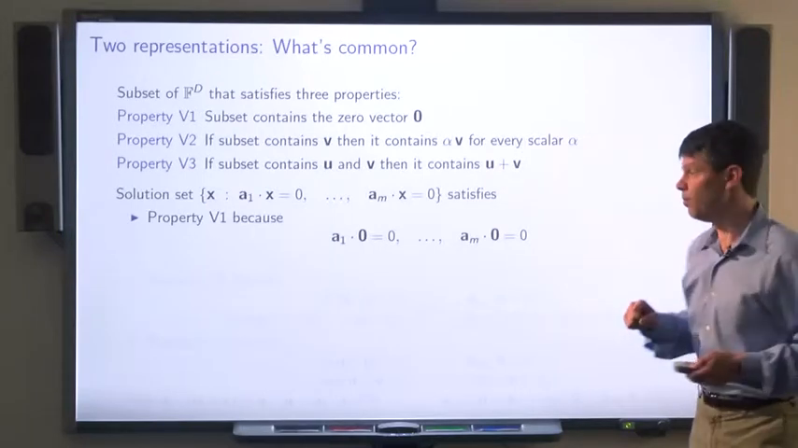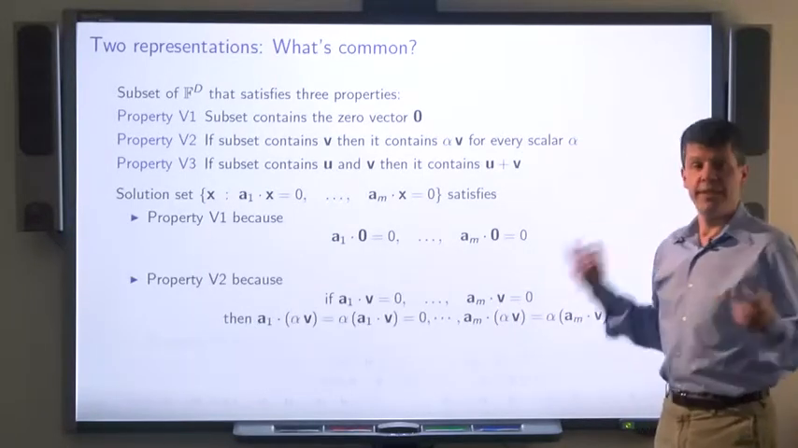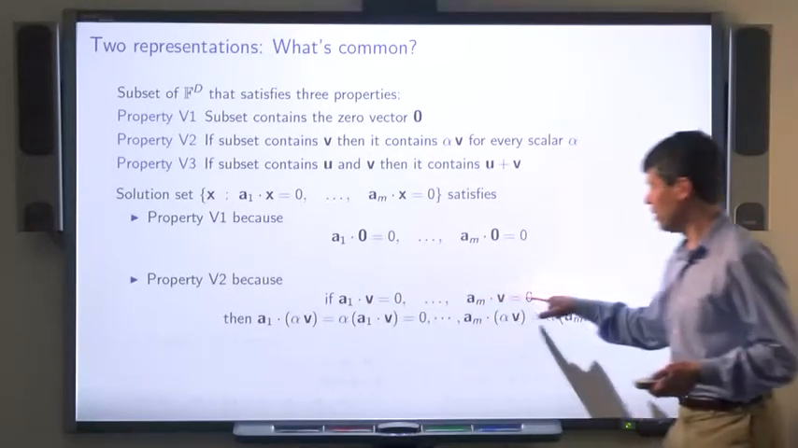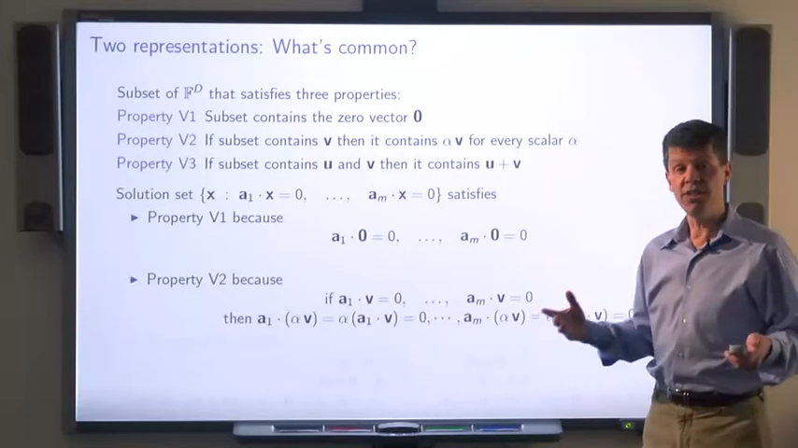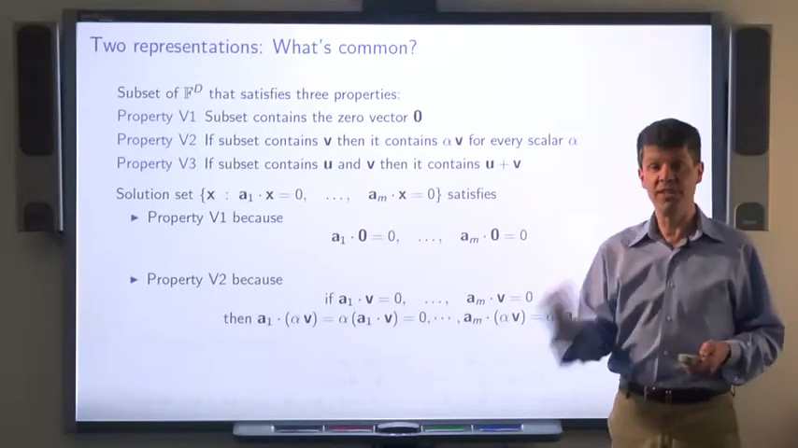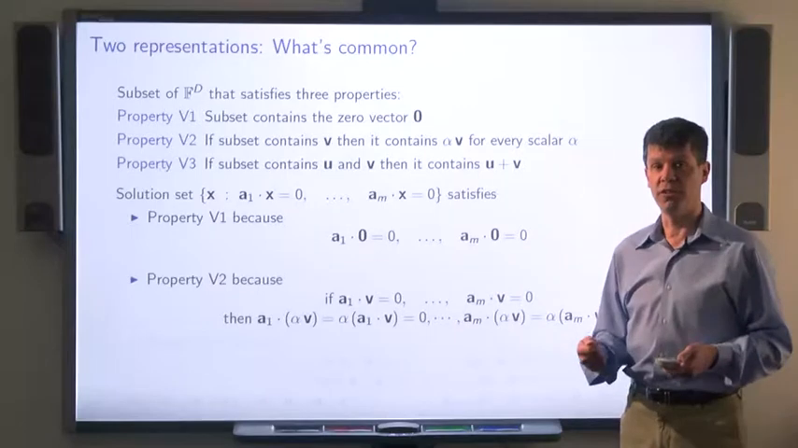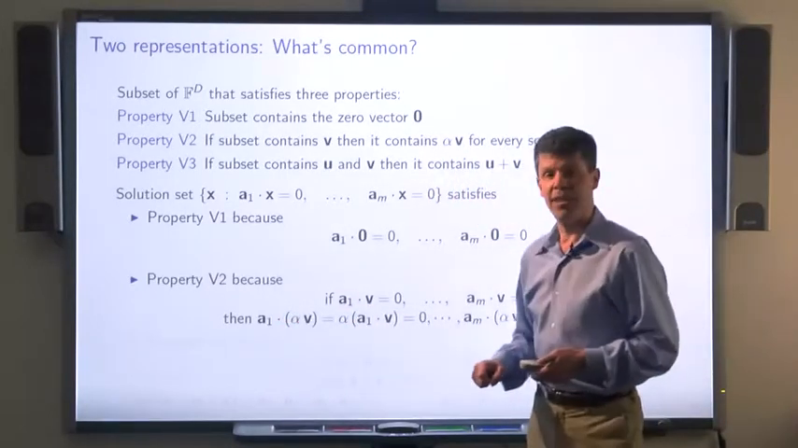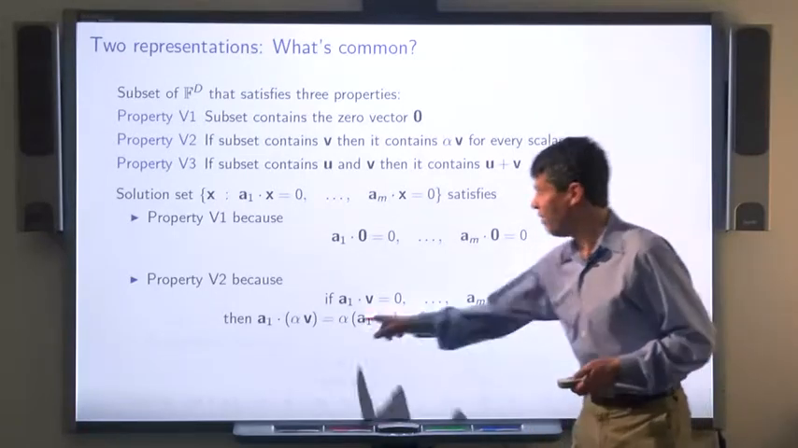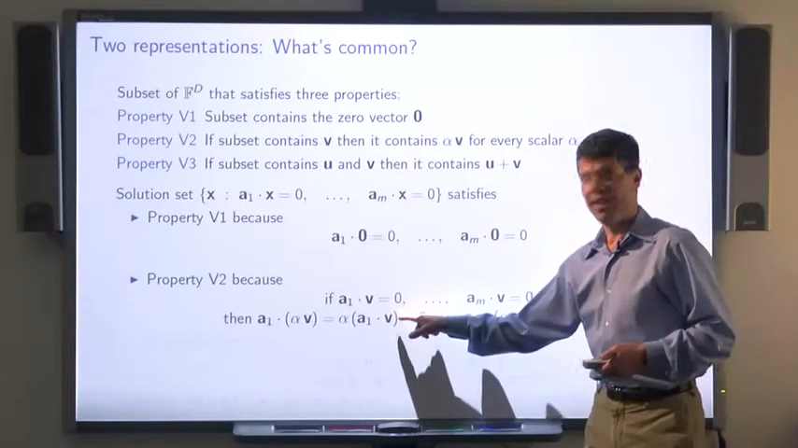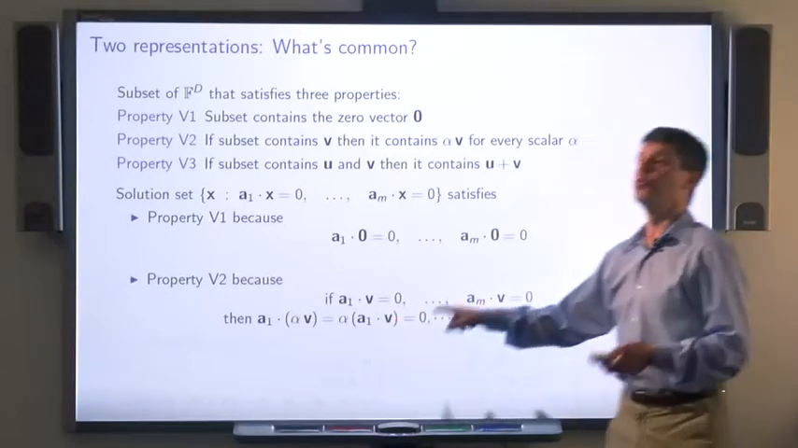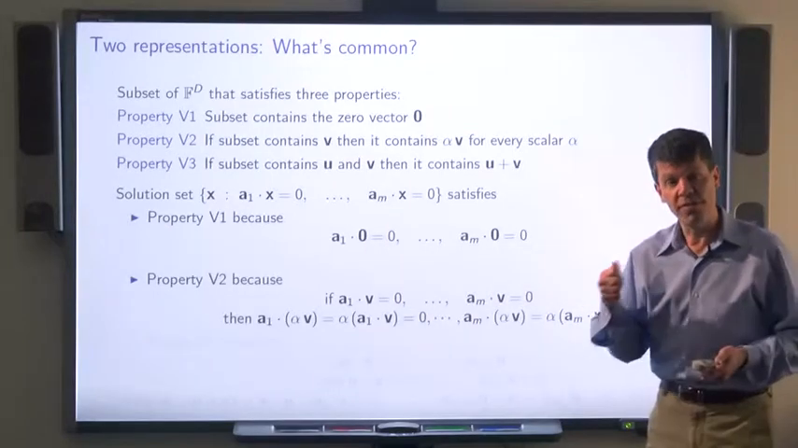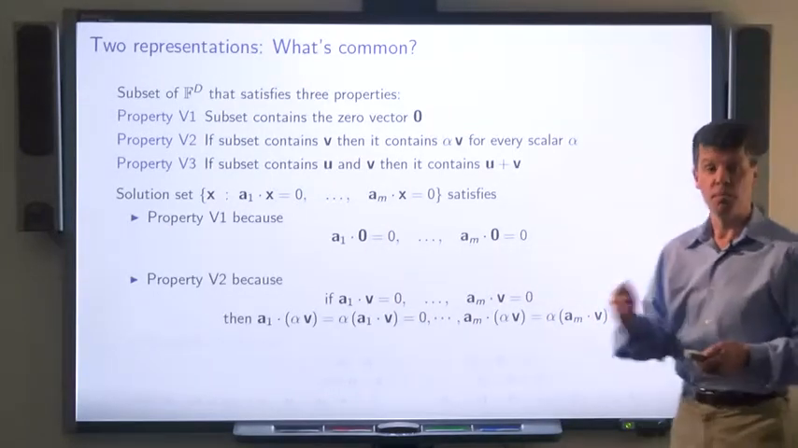Now let's turn to v2. Take some vector that's in the solution set. That is, all these dot products are equal to 0. And now consider whether alpha times that vector also lies in the solution set. Well, what's the dot product? a1 dotted with alpha times v. That's the same as alpha times a1 dotted with v, which is alpha times 0, which is 0. So similarly, all these linear equations also hold of alpha v. So that proves property v2.